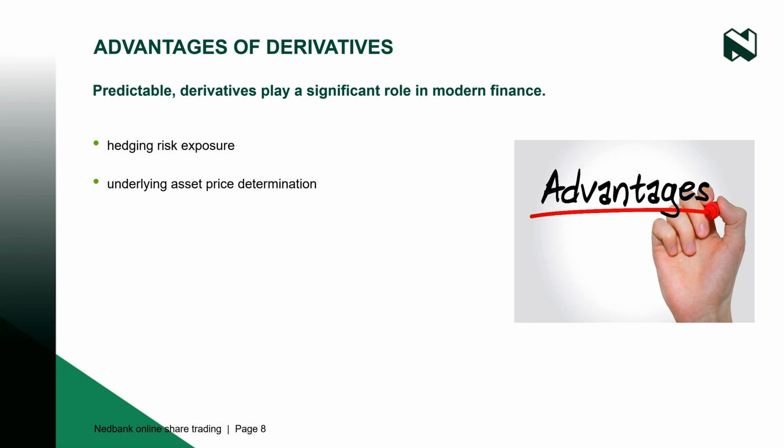Secondly, underlying asset price determination. Derivatives are often used to establish the price of an underlying asset. For instance, the spot prices of the futures can serve as a prediction of a commodity price.